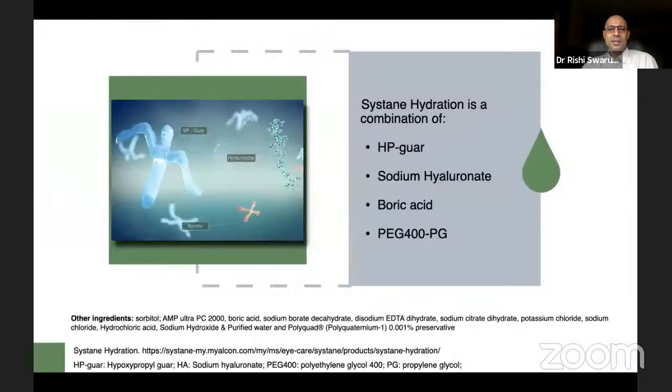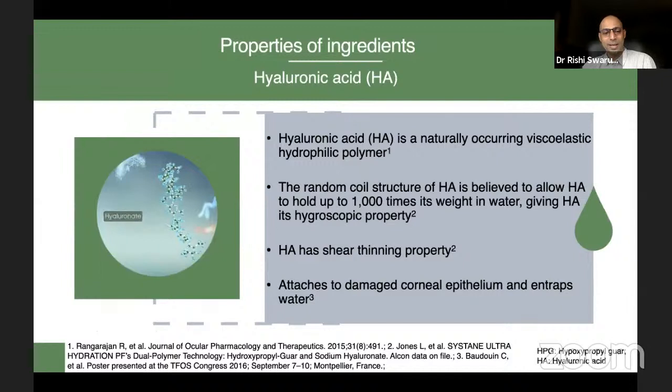So what is it that sustained hydration has, which is unique? It's a combination of HP guar, sodium hyaluronate, boric acid, and the polyethylene glycol, which was already there in their Sustained Ultra. So the real addition is the sodium hyaluronate, which along with the polyethylene glycol, which is already there, is certainly improving the formulation significantly.